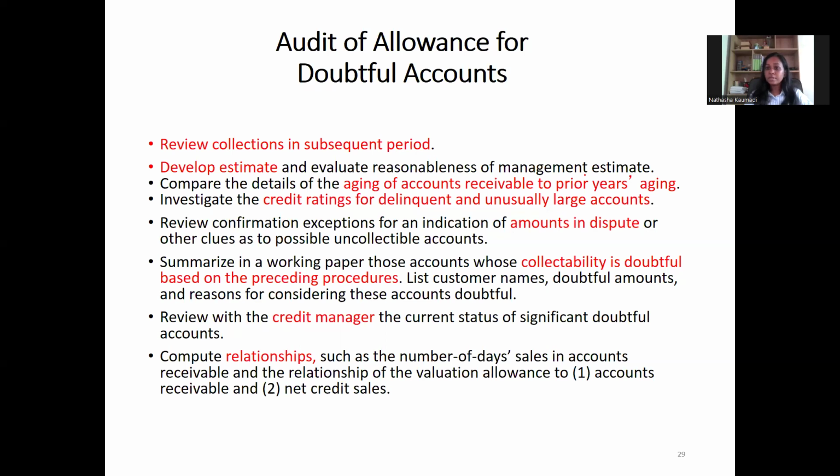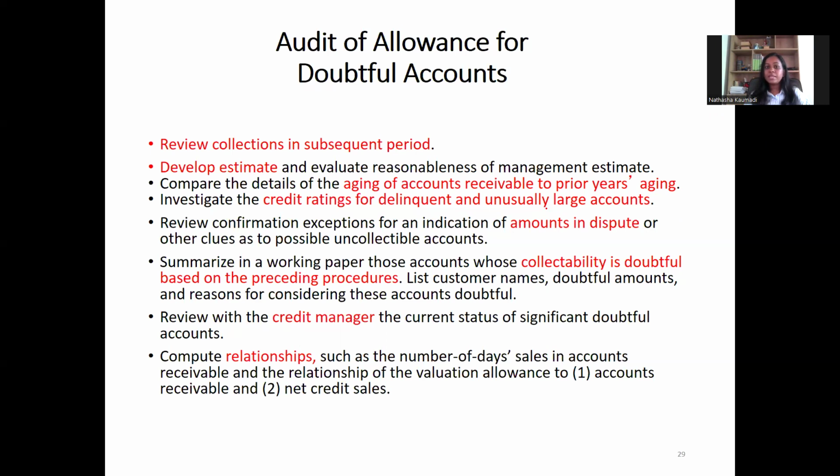Maybe you have to recompute it and see. Compare the details of the aging of accounts receivable to prior year's aging. You can compare the last 2 years' aging and see whether there are any differences, whether there are any very old balances. Investigate the credit ratings for any unusually large accounts, any unusual or large balances.